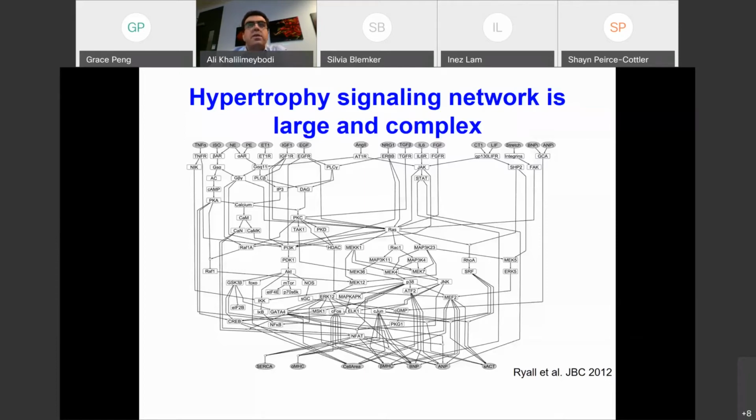Also, because this network is very complex and large, and many pathways and signaling components contribute together to transduce the signal to the nucleus, there are many review articles on cardiac hypertrophy showing that this network is currently not completely understood, and we need to focus on that to understand cardiac hypertrophy.